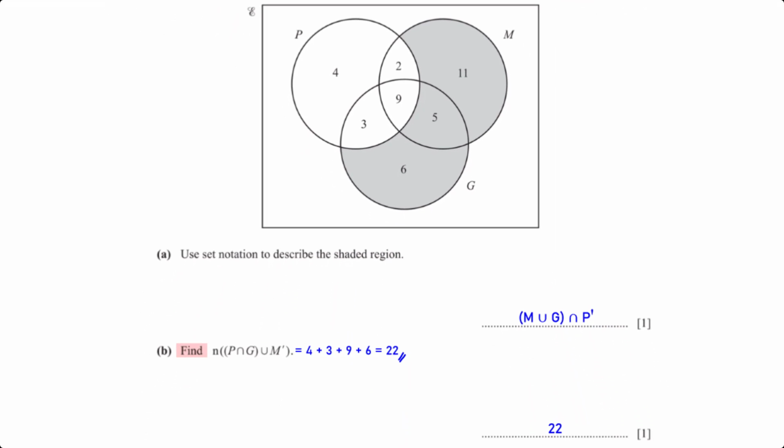Find n of (P intersection G) union M complement. In other words, we are to find the number of elements in P intersection G in addition to the elements that are not in set M. So we have 4 plus 3 plus 9 plus 6, which is equal to 22.